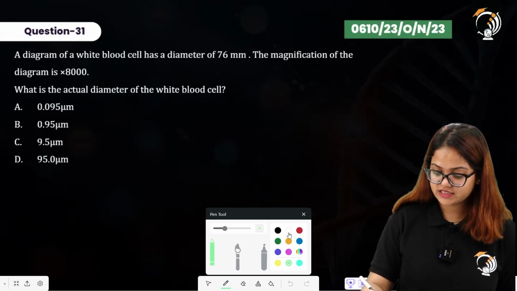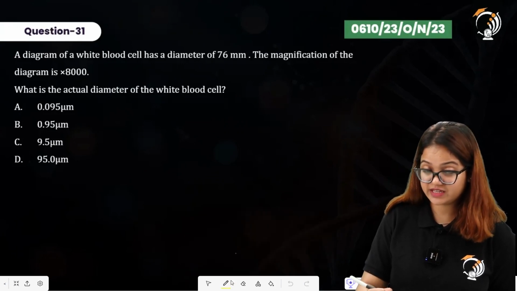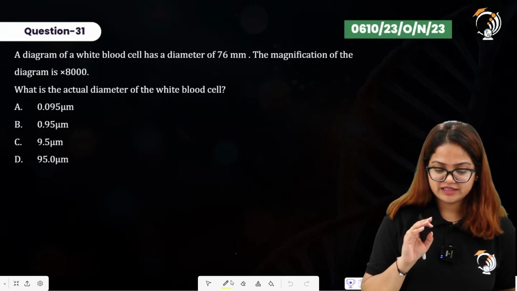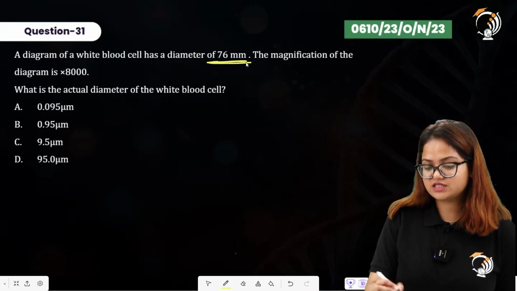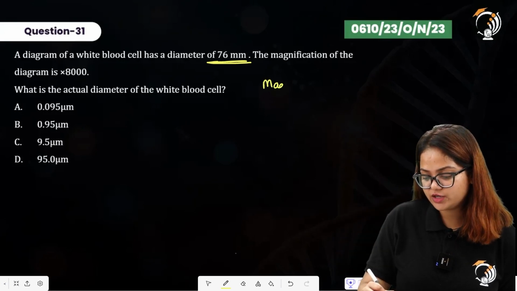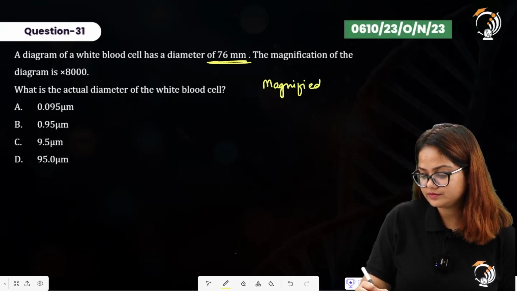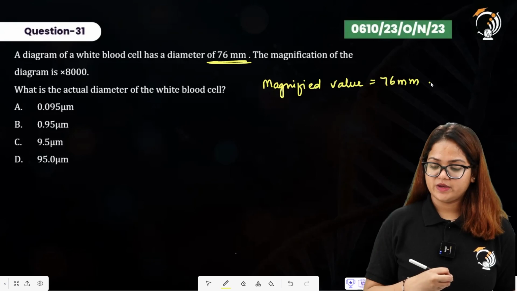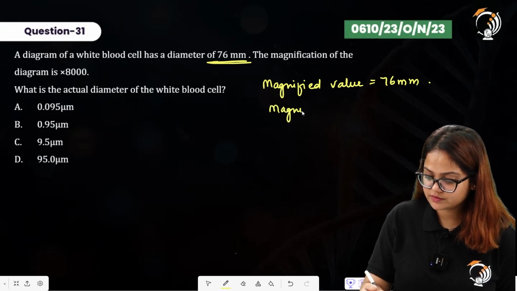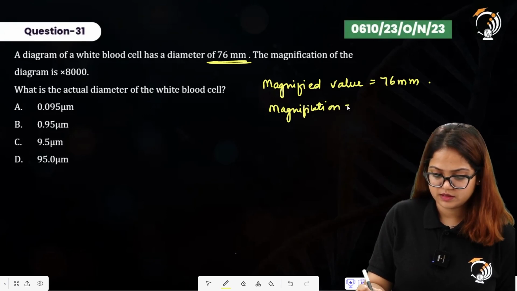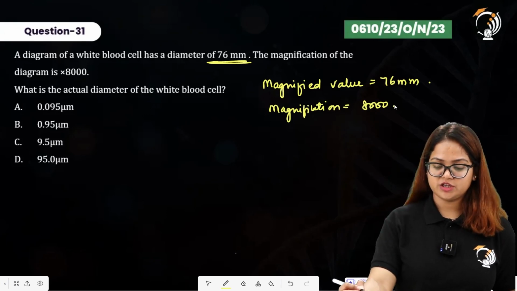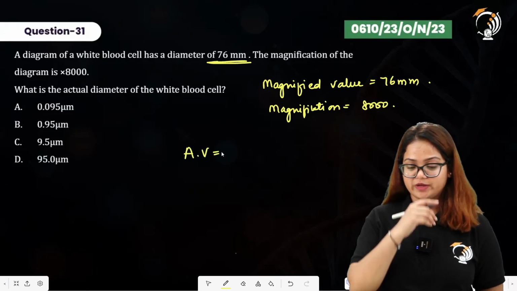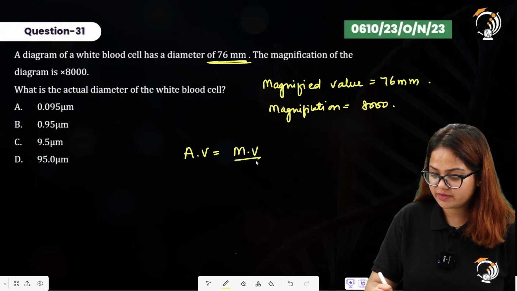Question number 31 says, see how many questions have come from one topic only, that is the magnification, and those questions are directly formula based. A diagram of white blood cell has a diameter of 76 millimeters. So this is a magnified value of the cell. Value here is 76 millimeter. Then you have got the magnification, that is 8000 times. Then you need to calculate the actual diameter. So for that we have the formula: actual value equals magnified value divided by magnification.